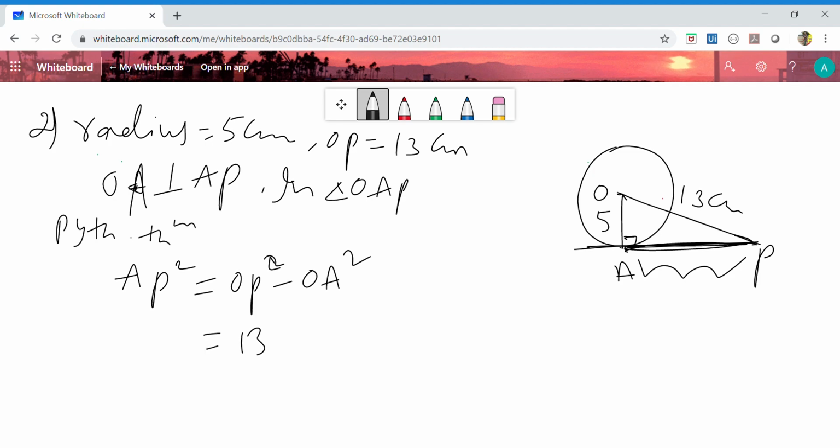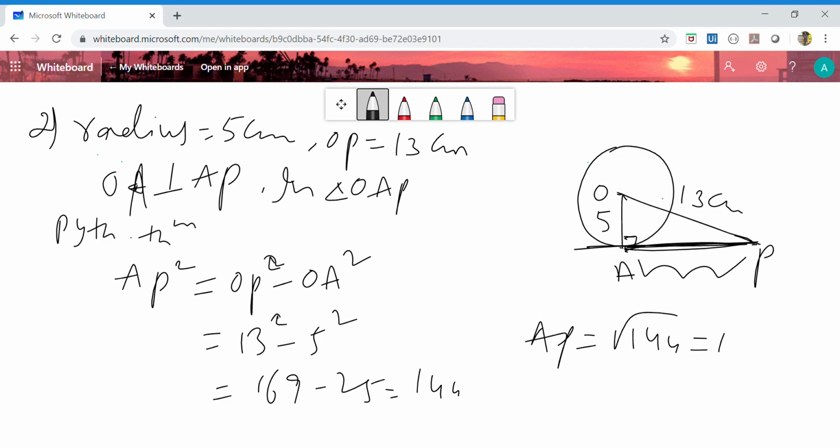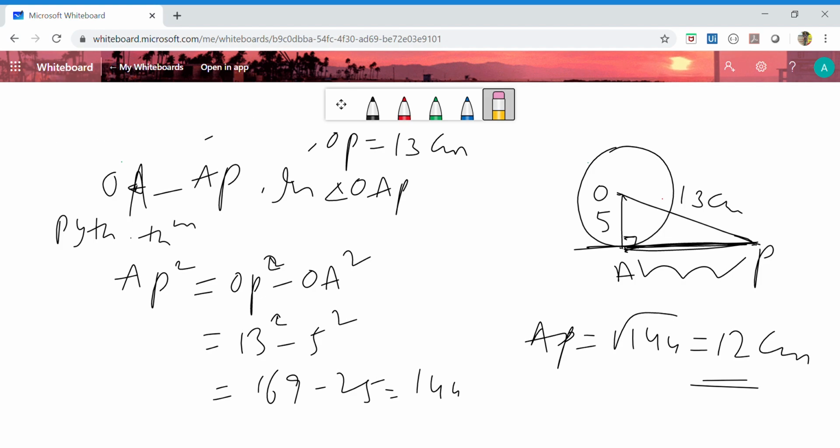So that is 13 square minus 5 square, which is 169 minus 25, that is 144, and AP is equal to root 144, which is nothing but 12 centimeters. So what is the length of the tangent? Length of the tangent is 12 centimeters.